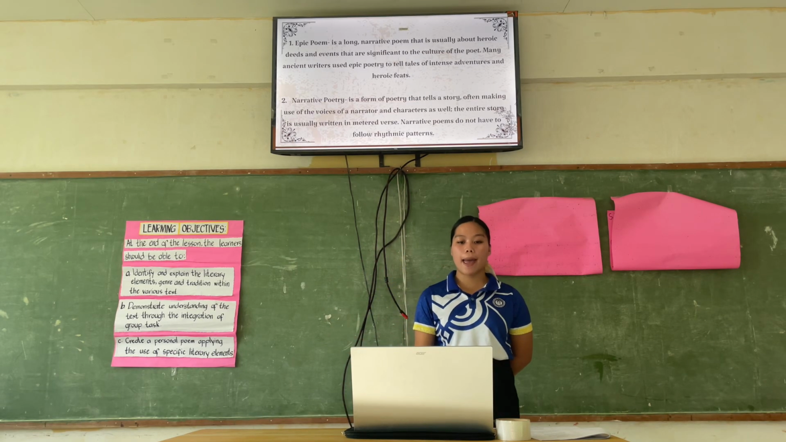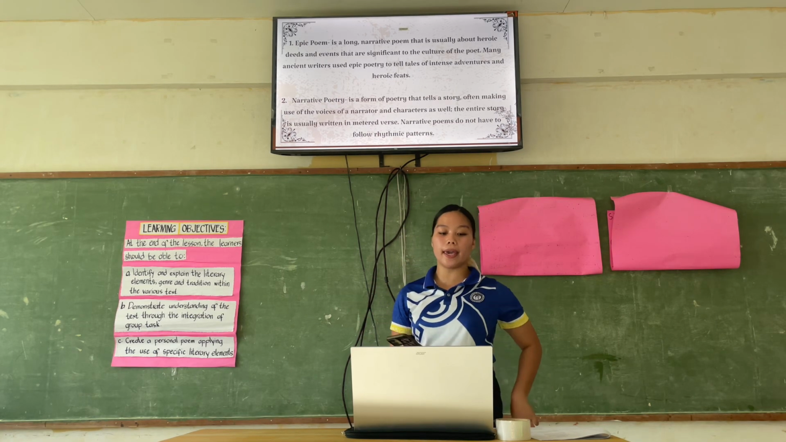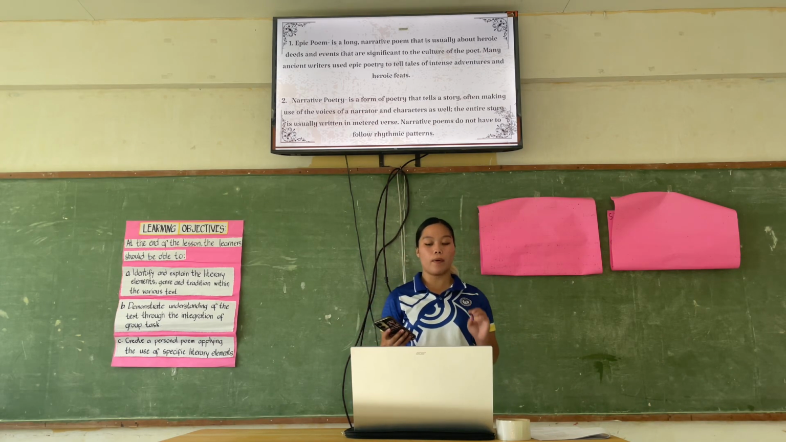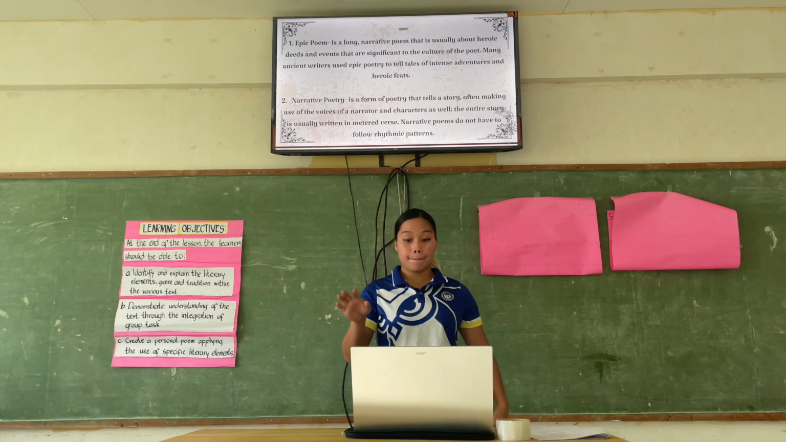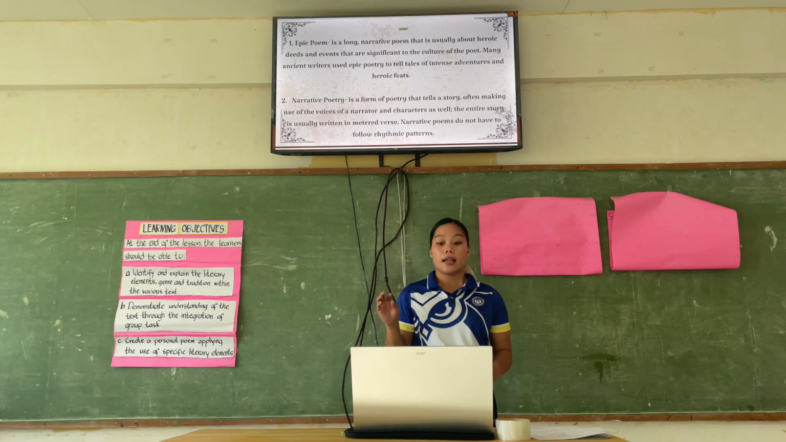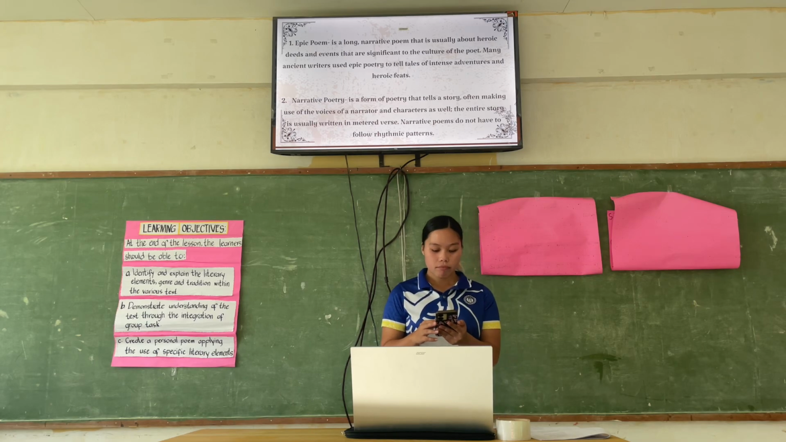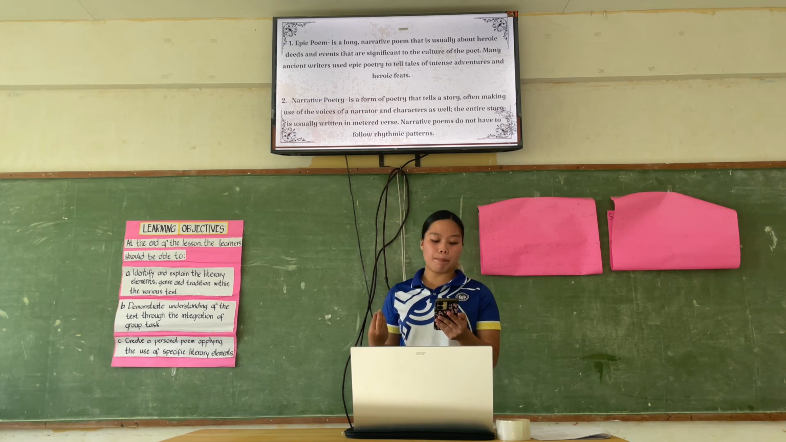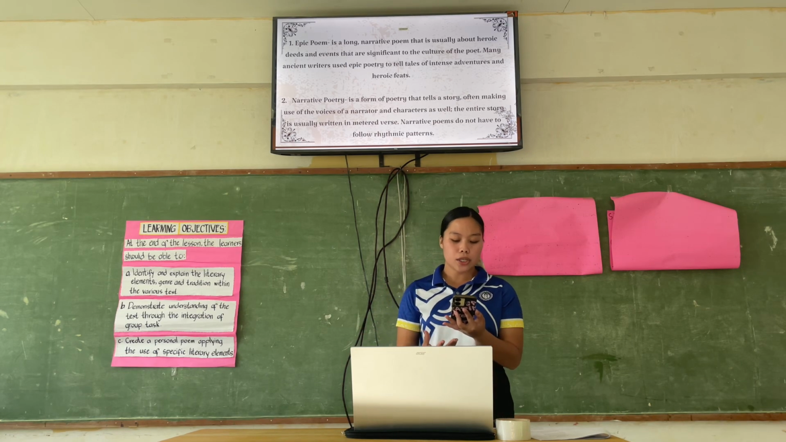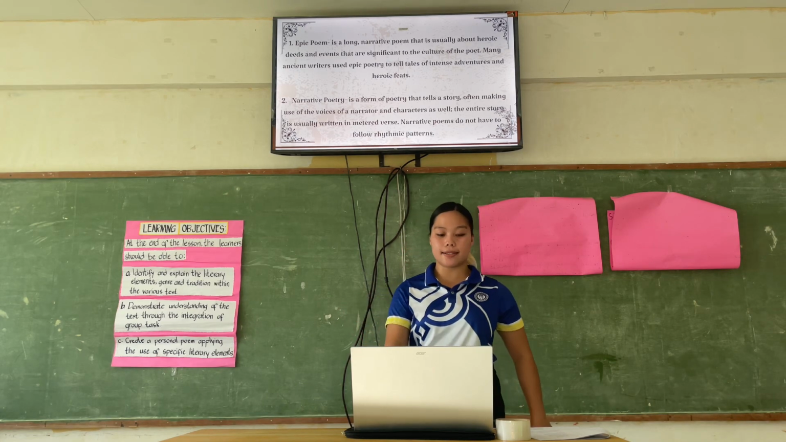First is epic poem. It's a long narrative poem that usually tells of heroic deeds and events that are significant to the culture of the poet. Many ancient writers used epic poetry to tell tales of intense adventures and heroic feats. So, it is a long narrative poem that tells a story of heroic deeds and important events, often rooted in the culture or history of the poet's society.